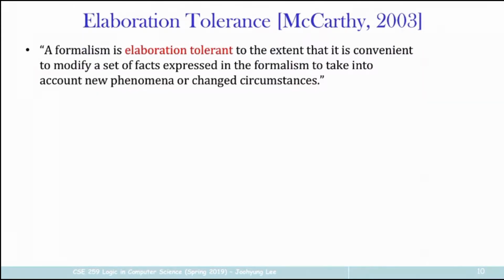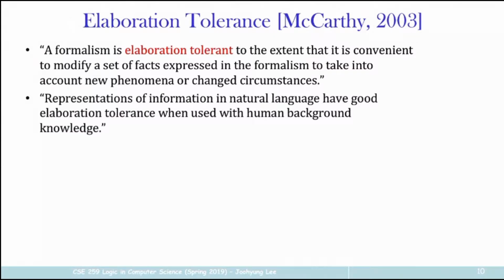What I'm going to tell you today is about so-called elaboration tolerance. This was a quote by John McCarthy, a founding father of AI. He was saying that a formalism is elaboration tolerant to the extent that it is convenient to modify a set of facts expressed in the formalism to take into account new phenomena or changed circumstances. We are actually good at modifications, but machines are not so good. AlphaGo, which works nicely for a 19 by 19 board, doesn't work well on 20 by 20. But we are good at it because we can use heuristics that we learned from one domain and transfer them to another.